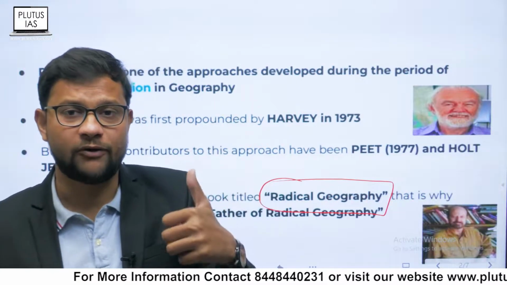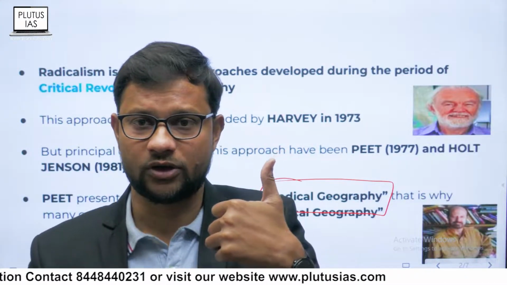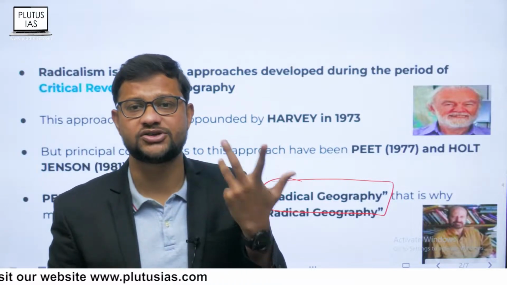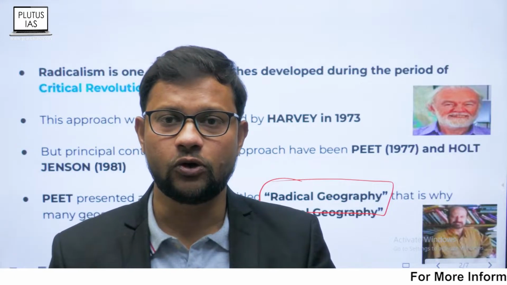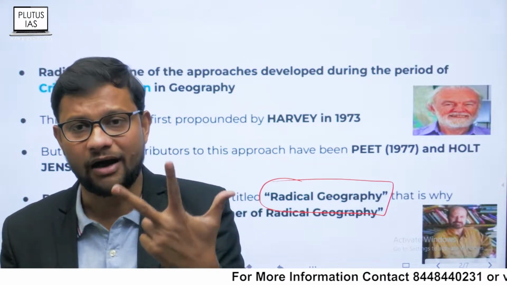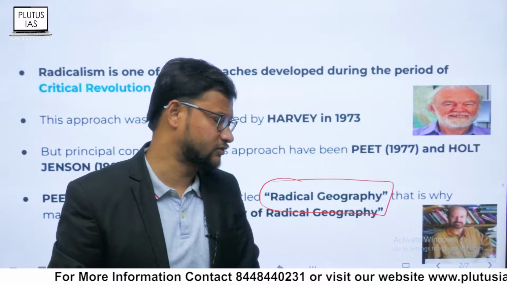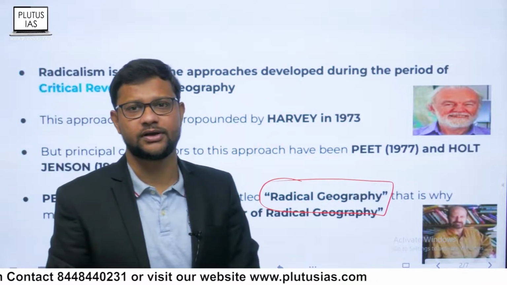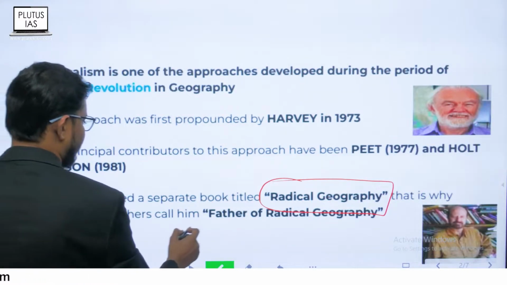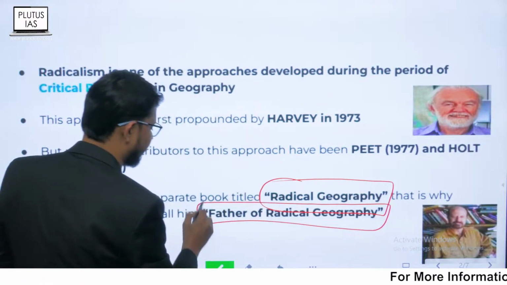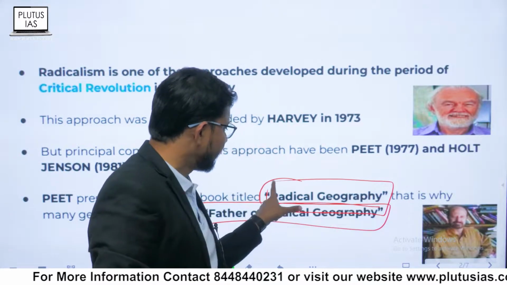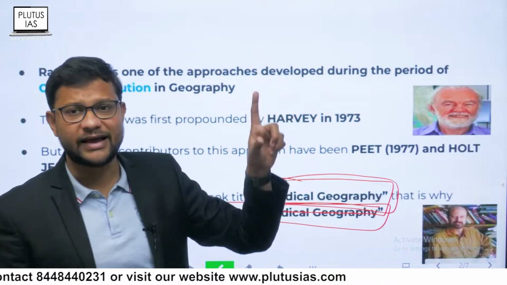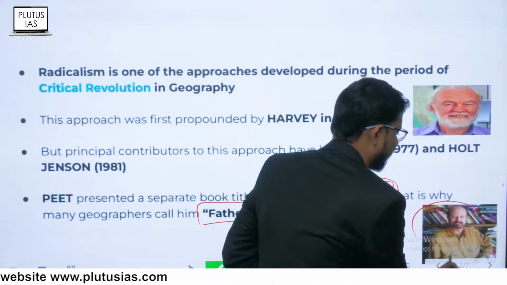So whenever you are going to write an answer on the radical approach, do remember you have to mention two, three, or one additional name as well, Gold as well. So Pitt, Jensen, Harvey and Gold as well. I'll show you his further contribution. These geographers are pretty much important in radical geography. The very nature of radical geography is actually provided by this Pitt.